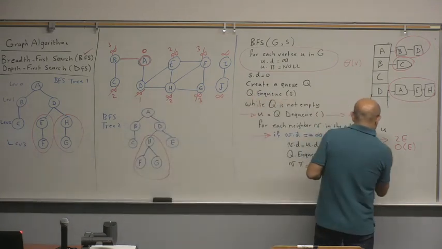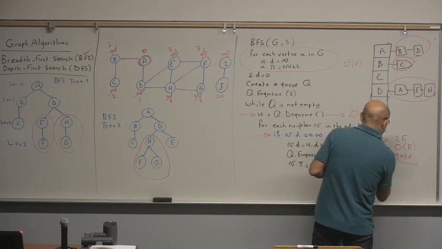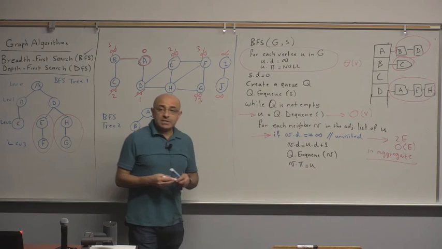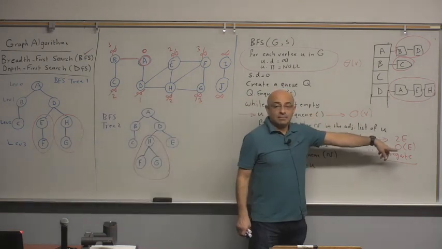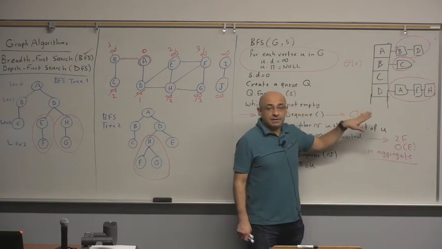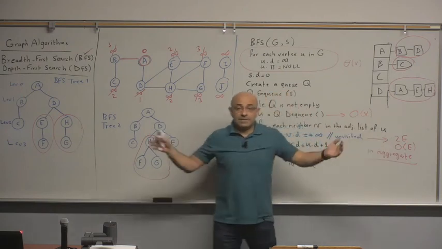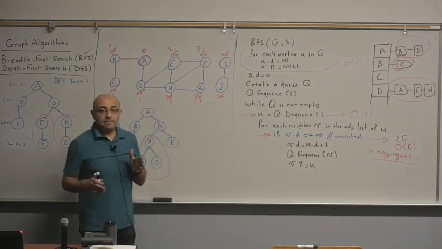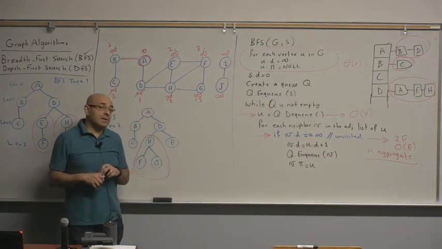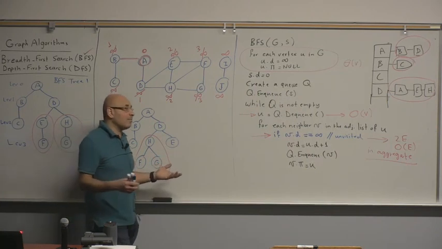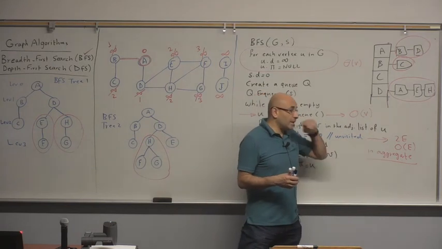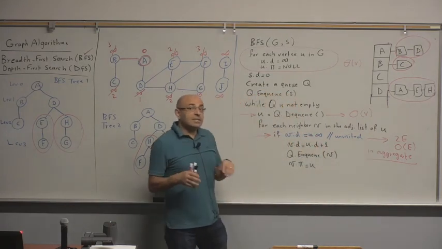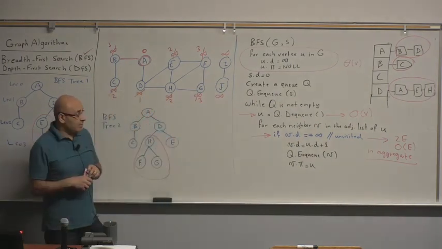So this is in aggregate, which means that the total running time is not going to be v times e, because this is not e for every v. It's e for all v's, not for each v. Okay, so if it had been e for each v, we would have multiplied e by v. But here this is not the case. It's not e for each v. It's e across the entire algorithm.